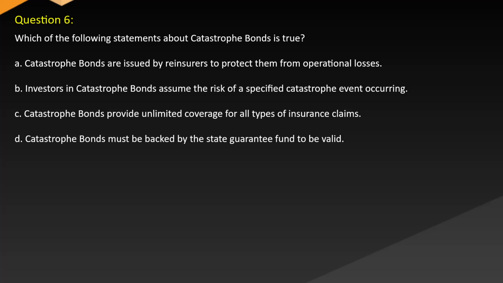Question 6. Which of the following statements about catastrophe bonds is true? A. Catastrophe bonds are issued by reinsurers to protect them from operational losses. B. Investors in catastrophe bonds assume the risk of a specified catastrophe event occurring. C. Catastrophe bonds provide unlimited coverage for all types of insurance claims. D. Catastrophe bonds must be backed by the state guarantee fund to be valid.